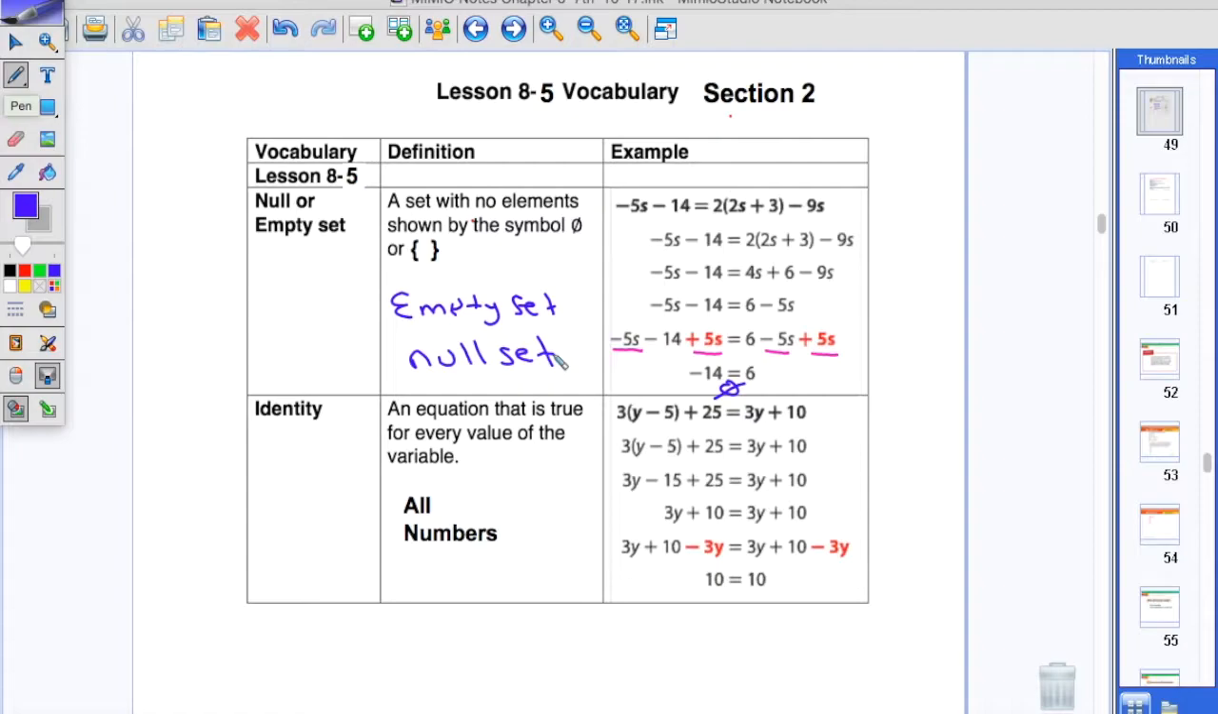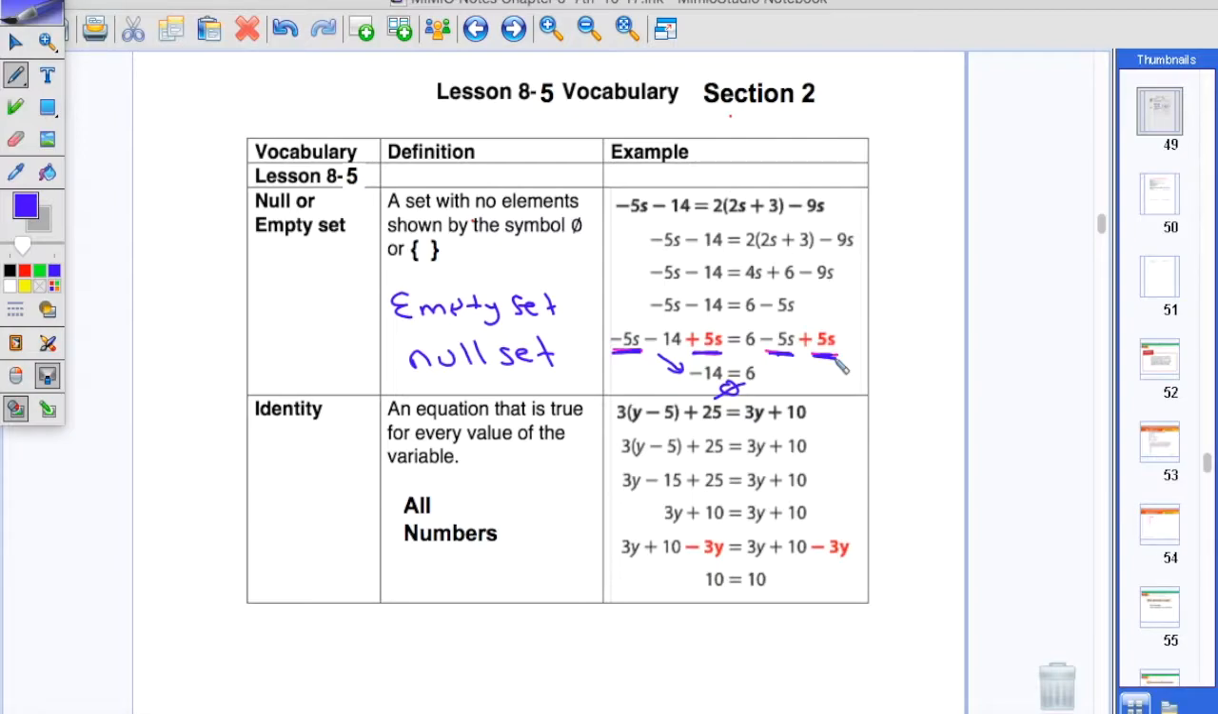In our example, we have variables on both sides. We have to distribute. And when you go through all the steps to solve it, in the end, on the last step, when you combine like terms with the negative 5s and the positive 5s, it cancels out and you're left with a negative 14. Same thing on the right side. The 5s and the negative 5s cancel out and you're left with 6. Well, negative 14 does not equal a positive 6. So that means it's an empty set or null set. There's no solution, it does not work.